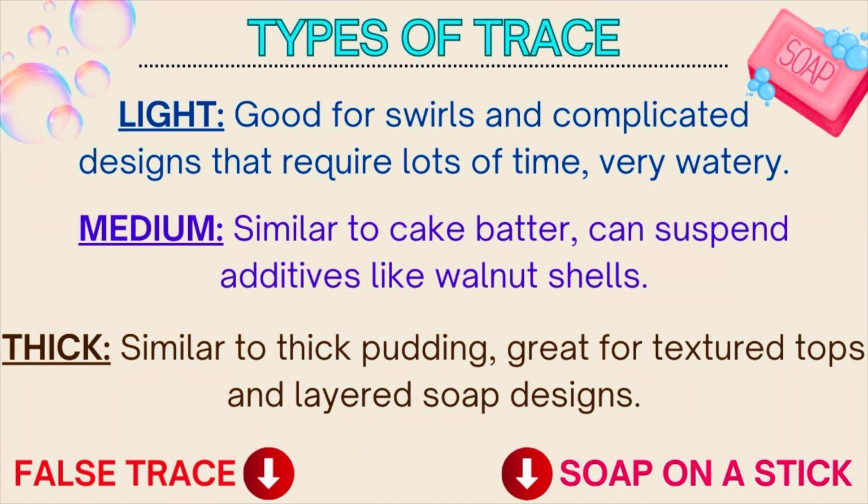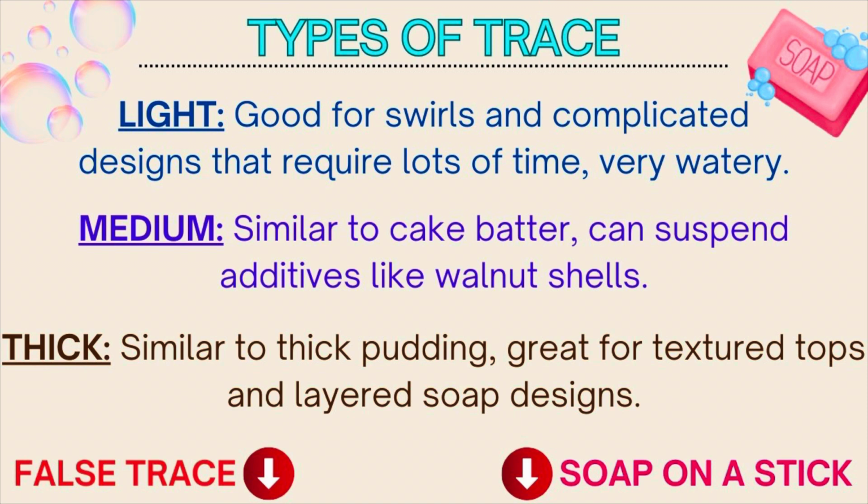There are 3 types of trace, and the bottom 2 you see there in red and pink we'll talk about in just a minute. But the 3 main types of trace are light, medium, and thick. Light trace is great for swirls and complicated designs that require lots of time. And this batter is very watery. The solution itself is very, very liquidy.